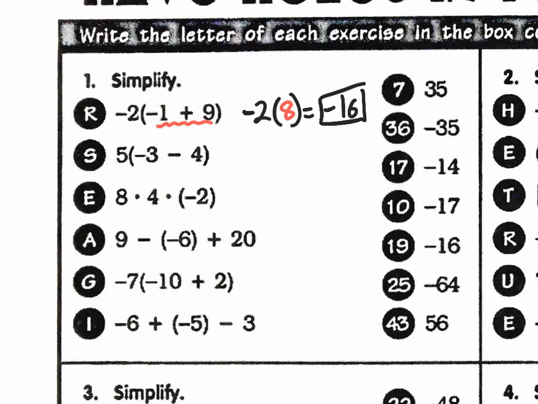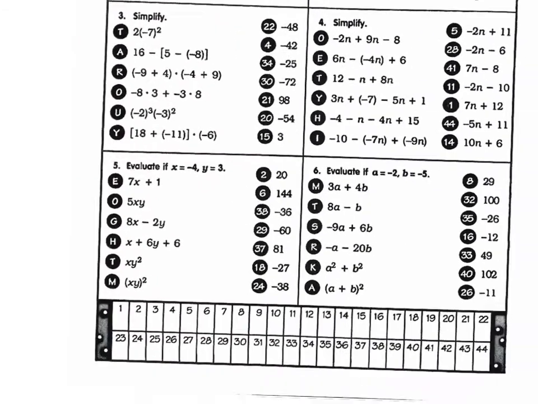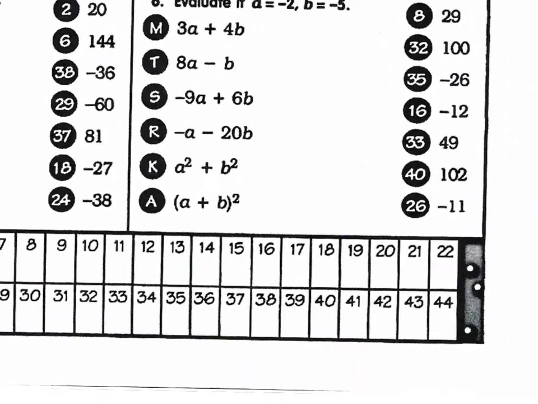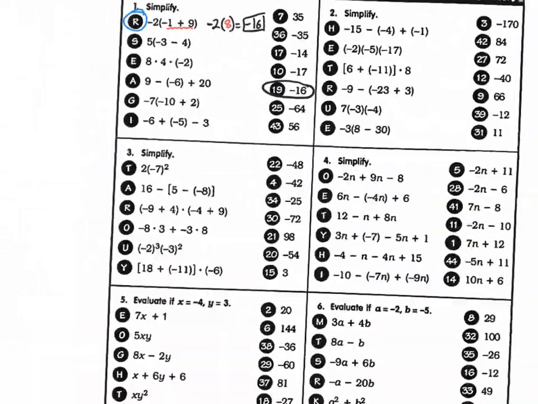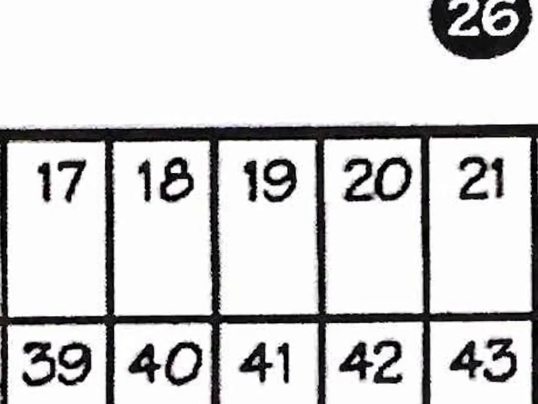So this is the answer, and which answer is that? It's this one, right? So we go to the 19, and we're going to place this letter in it. So go to 19. And what letter was that? That's an R. So go to 19 and put an R right there.